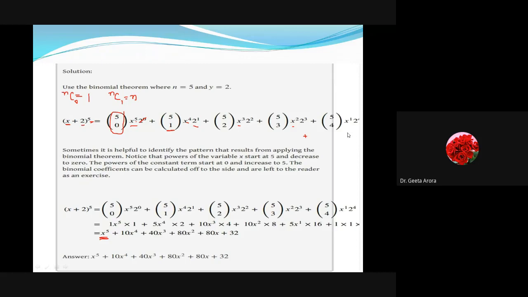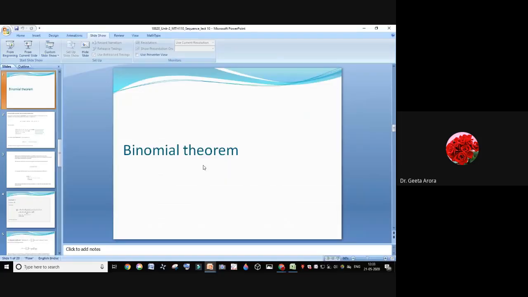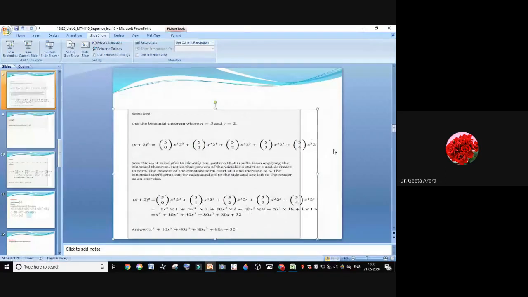Let me see if the complete snapshot is there. Yes, it's okay. I think it's not calculated correctly, or you can say the snapshot is not taken properly.